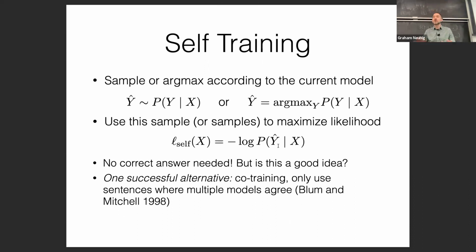There's a number of ways that you can fix the problems here, or you can alleviate the problems. One very successful alternative is co-training, where we only use sentences where multiple models agree. So we basically train multiple models. We ensemble their predictions, either by voting or taking the thing where both of the models agree the most, and then train on those outputs. And I'll do Bob's job here and say this was developed at CMU.